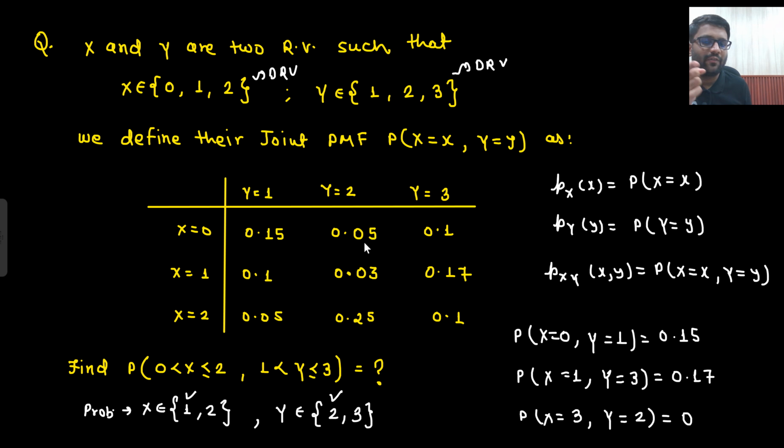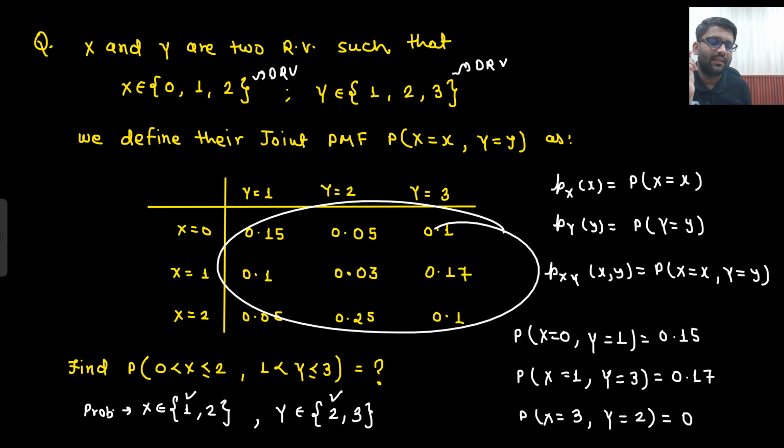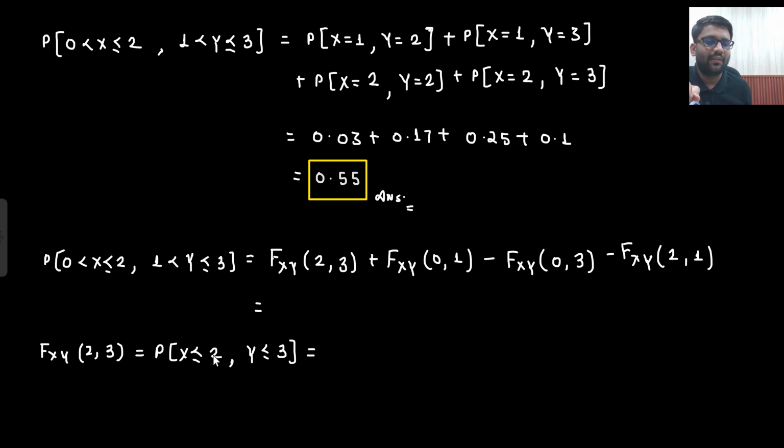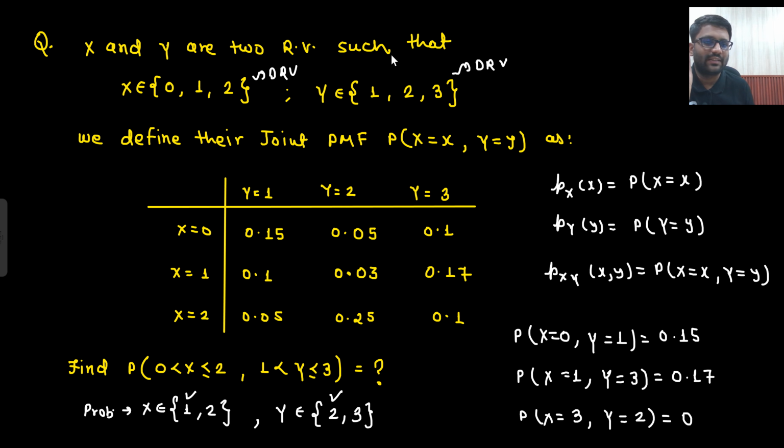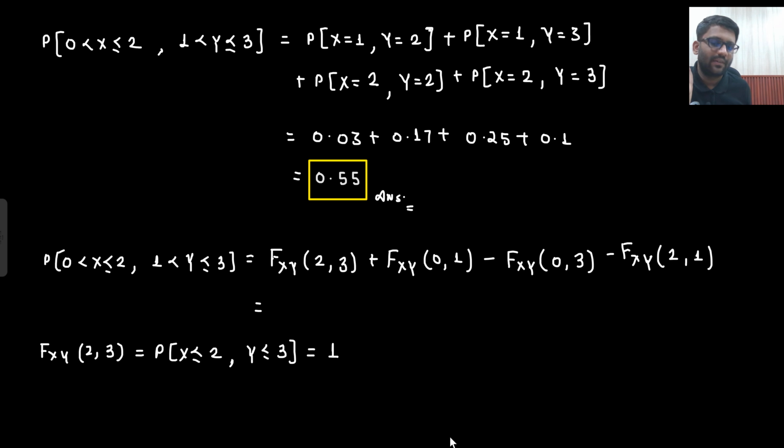That means all these cases will come, and when you add all these cases, 1 will come. You can see that 0.15 plus 0.05 plus 0.1, what would it be? 0.3, 0.4, 0.6, 0.9 and 1. That means random variable x is taking value lesser than equals to 2 and y is taking value lesser than equals to 3. That means all the cases would come. So this particular thing would be 1. What about this particular thing?